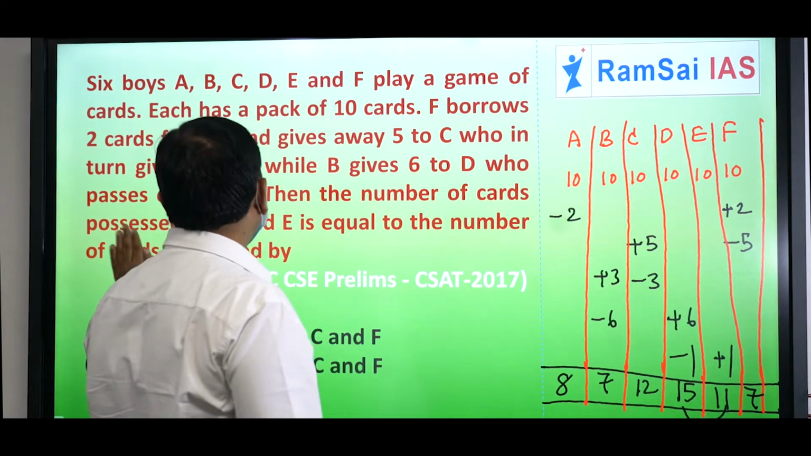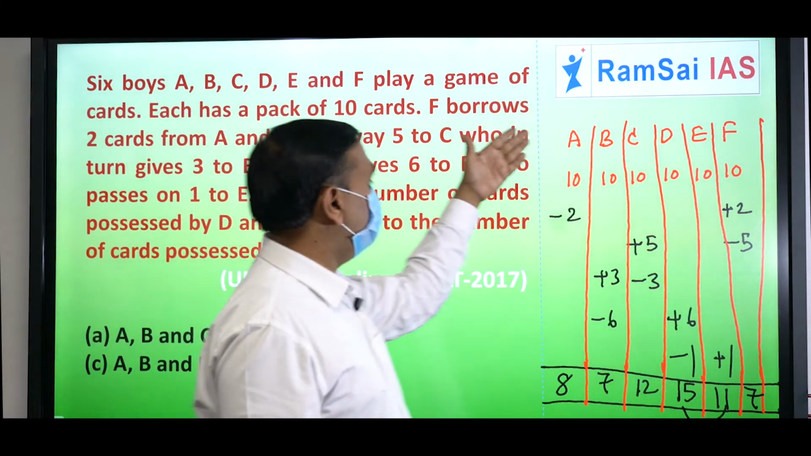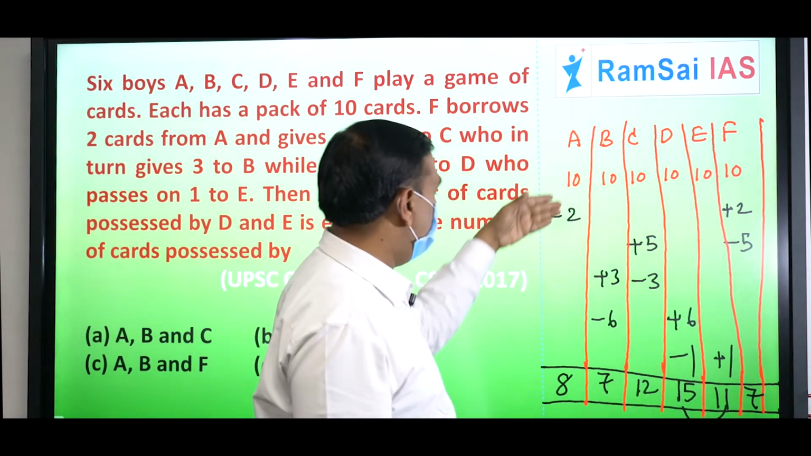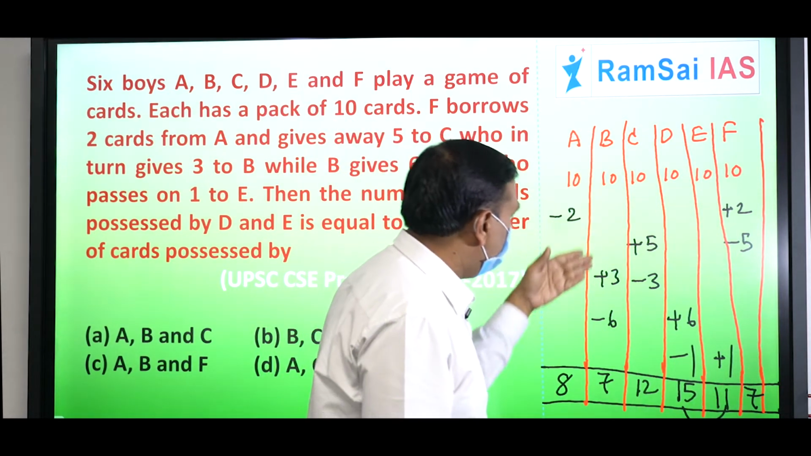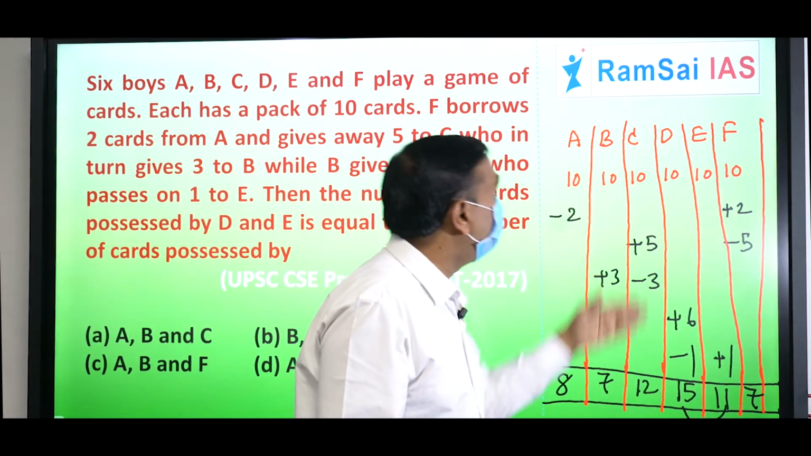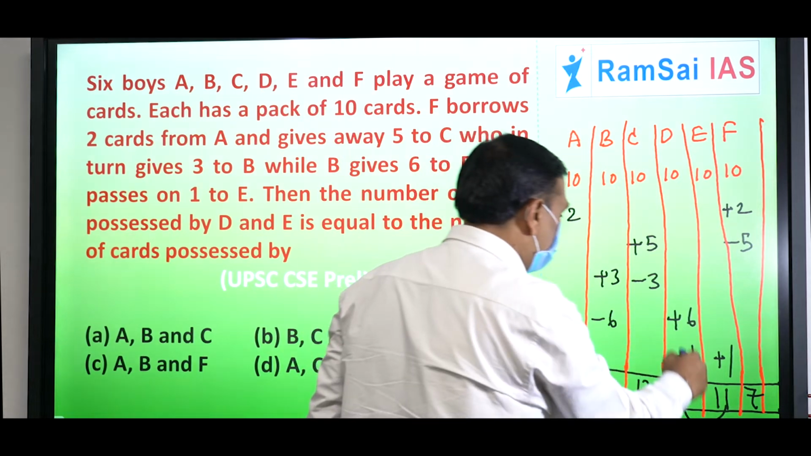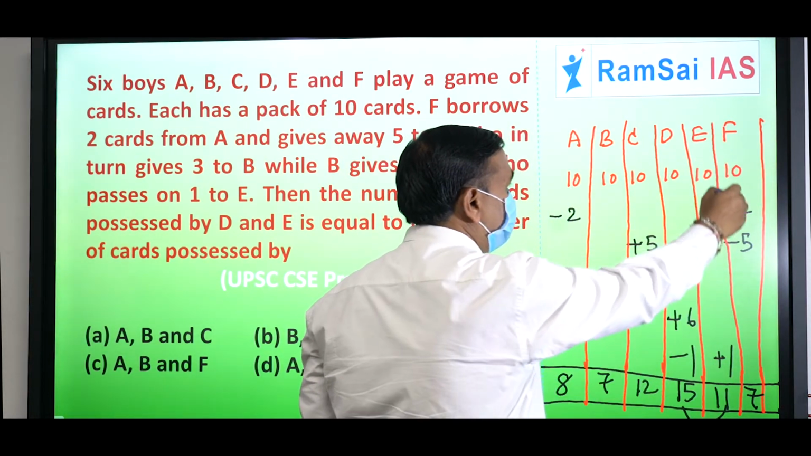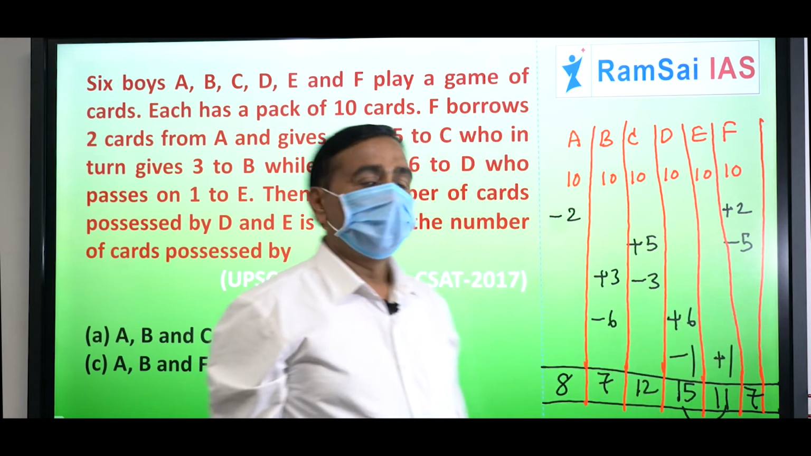Then the number of cards possessed by D and E. Now let us see the number of cards each and every one has here. A: 10 minus 2, 8. B: 10 plus 3 minus 6, 7. C: 10 plus 5 minus 3, 12. D: 10 plus 6 minus 1, 15. E: 10 plus 1, 11. F: 10 plus 2 minus 5, 7.